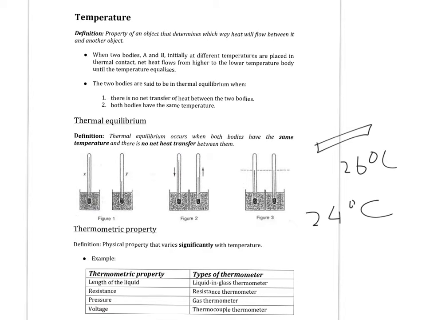All these are what we call thermometric properties. So what is the definition of a thermometric property? A physical property that varies significantly with temperature. Therefore, our thermometer must make use of a thermometric property, which is a physical property that varies significantly with temperature, in order to measure temperature. We also use the concept of thermal equilibrium in order for the thermometer to work.